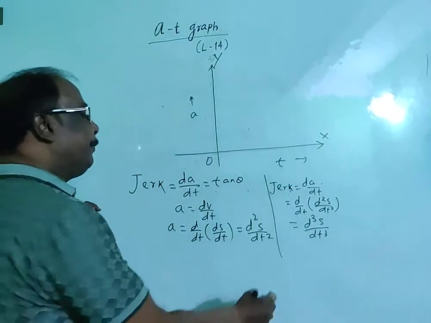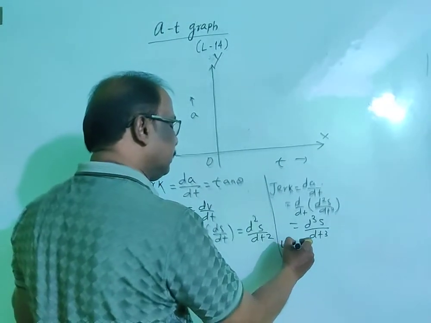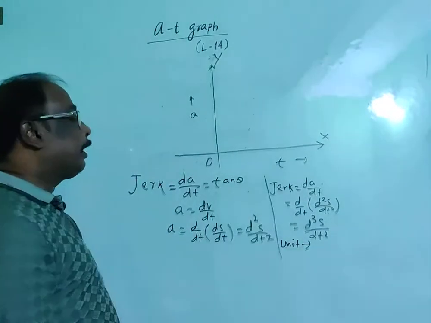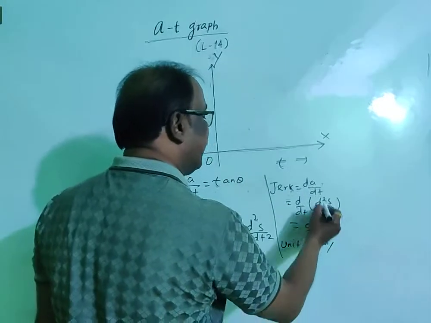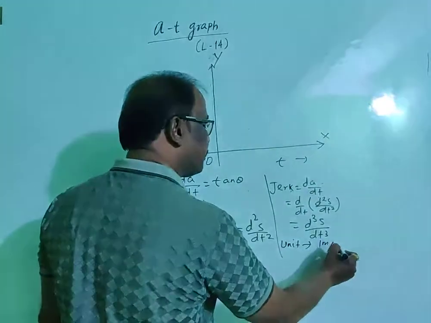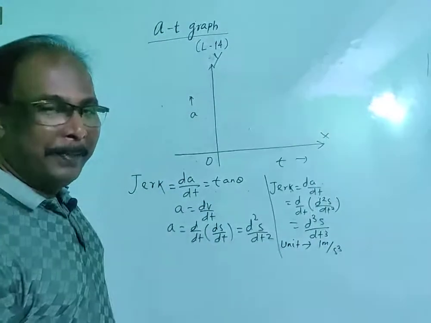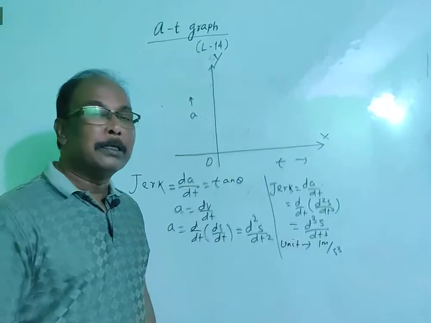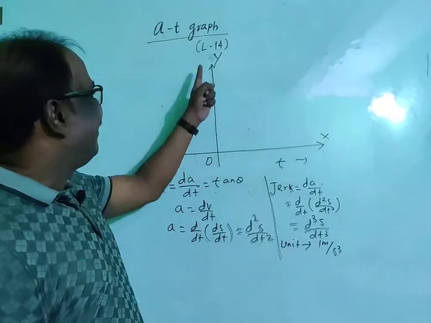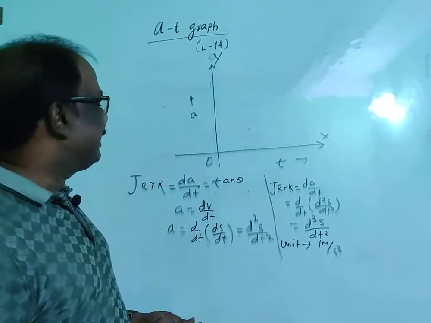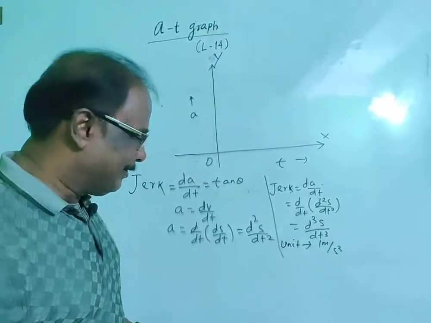Okay, and the unit of jerk: rate of change of acceleration is meter per second square divided by second, so meter per second cube in SI. The unit of jerk is meter per second cube. Okay, and very easy. And let's have the graph, the A-T graph. Let's start.